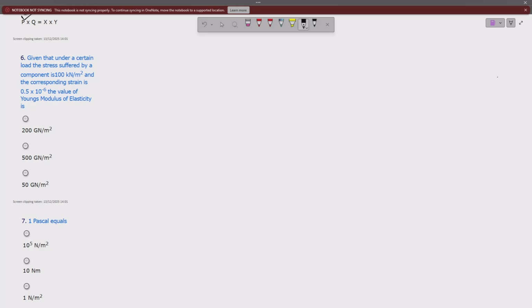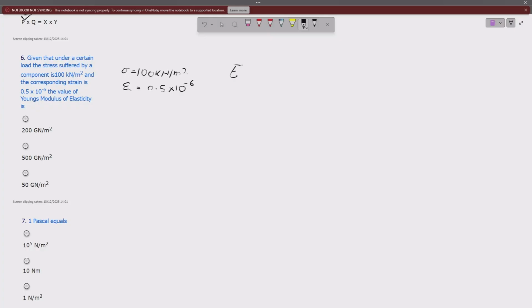Given that under a certain load, the stress suffered by the component is 100 kilonewtons per meter squared, and the corresponding strain is 0.5 times 10 to the power minus 6, the value of Young modulus of elasticity is. So if you know the formula for Young modulus, which is stress over strain, in this question you've been given all the parameters. So we have the stress to be 100 kilonewton per meter squared. We've been given the strain, that is 0.5 times 10 to the power minus 6.